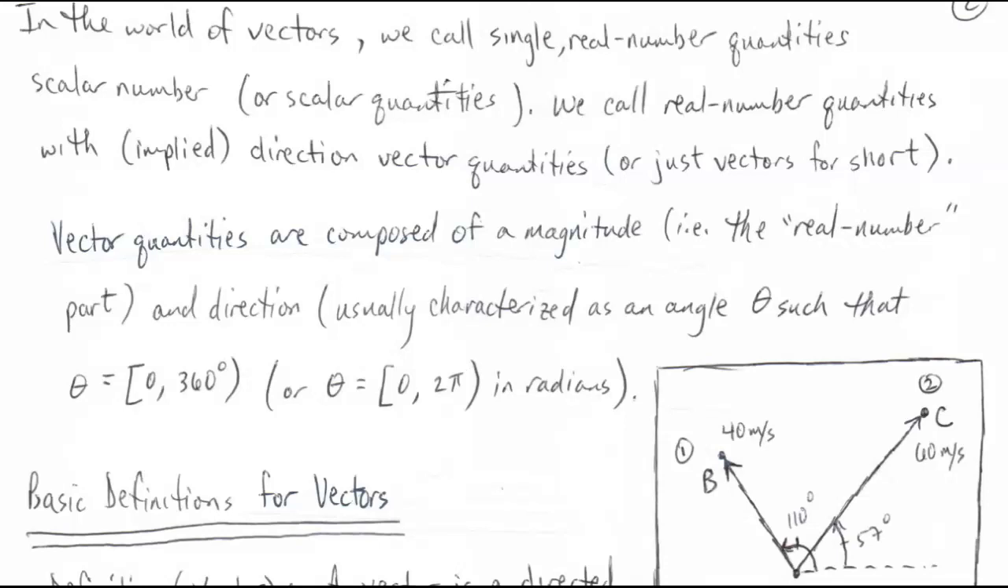Actually, there should be a degree symbol here. But in radians, of course, that will go from 0 all the way up to, but not exactly to, 2 pi. And so that is our way of being able to conceptualize and quantify what a direction will be. We use angles for that.